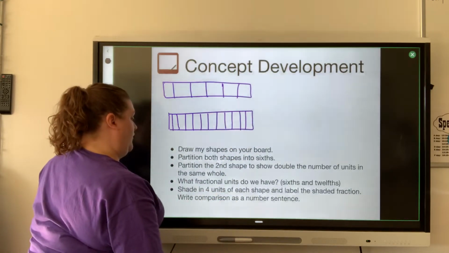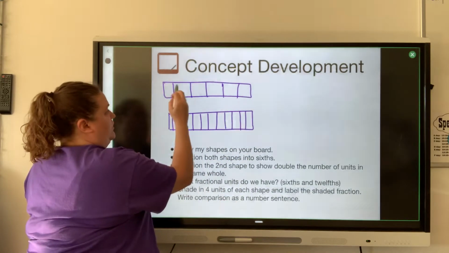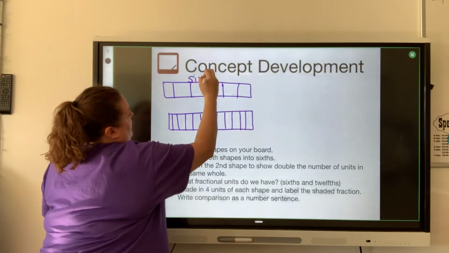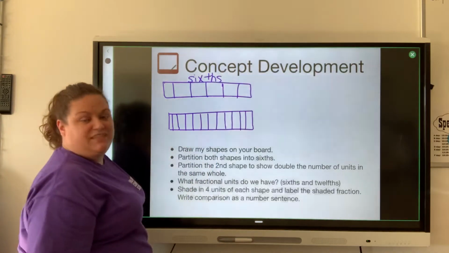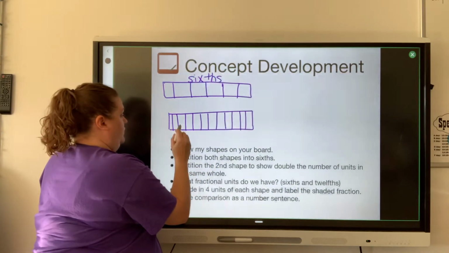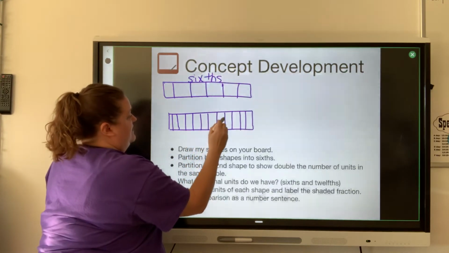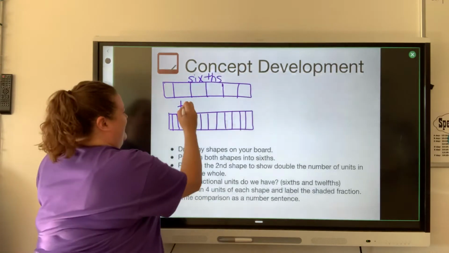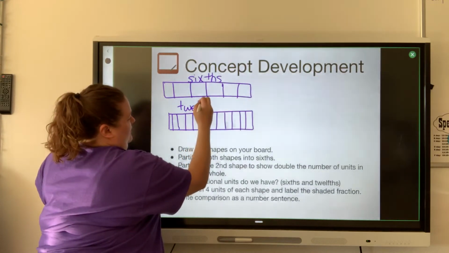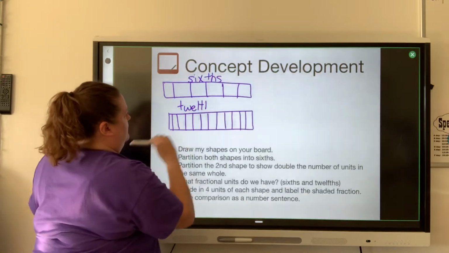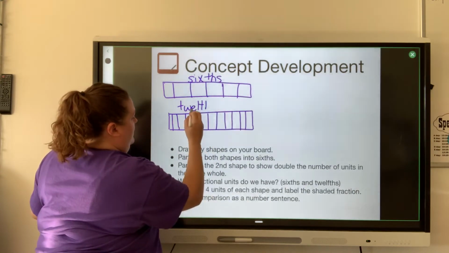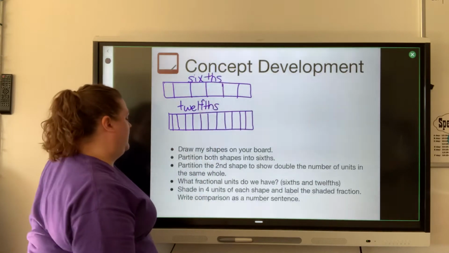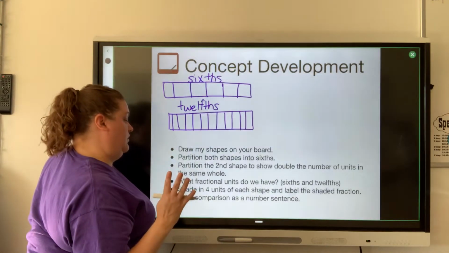All right. What fractional unit do we have? So this top part is 1, 2, 3, 4, 5, 6. So this one is sixths. It's kind of hard to say because it is a fraction, so you say sixths. This one down here is 1, 2, 3, 4, 5, 6, 7, 8, 9, 10, 11, 12. So we have 12ths in this one. Oh, I spelled it wrong. T-W-E-L-F-T-H-S, 12ths.